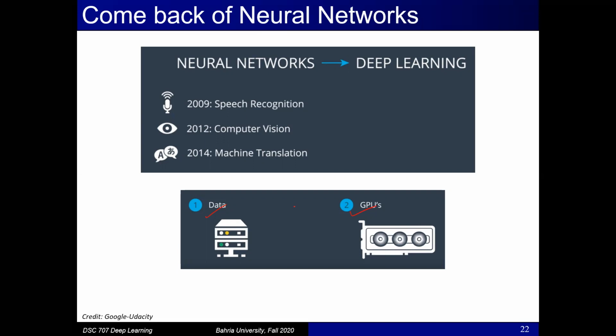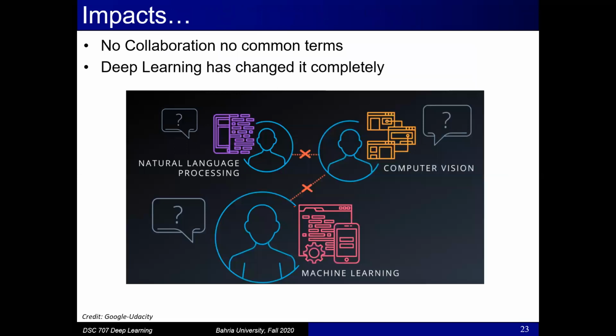So how has deep learning affected different areas? You see, it was applied to speech recognition in 2009, then computer vision in 2012, and then machine translation in 2014. And since then, almost everything that you see today, you will find the solution implemented with deep learning.